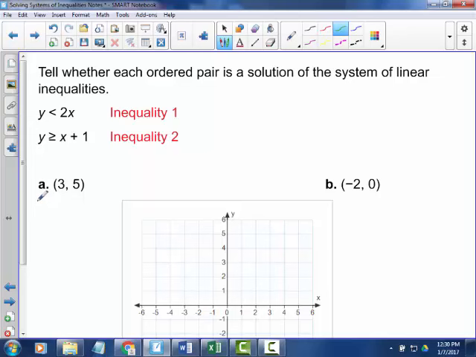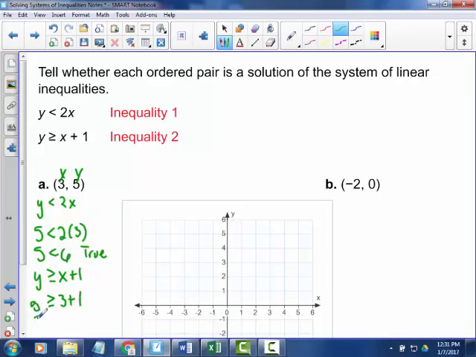All right, so we start off with y is less than 2x, and since the 3 is x, 5 is y, we replace, so we get 5 is less than 2 times 3, which says 5 is less than 6, which is true. Then we take our second inequality, y is greater than or equal to x plus 1, replacing y with 5, x with 3, and we get that 5 is greater than or equal to 4, which is true. Since both are true, (3, 5) is a solution.